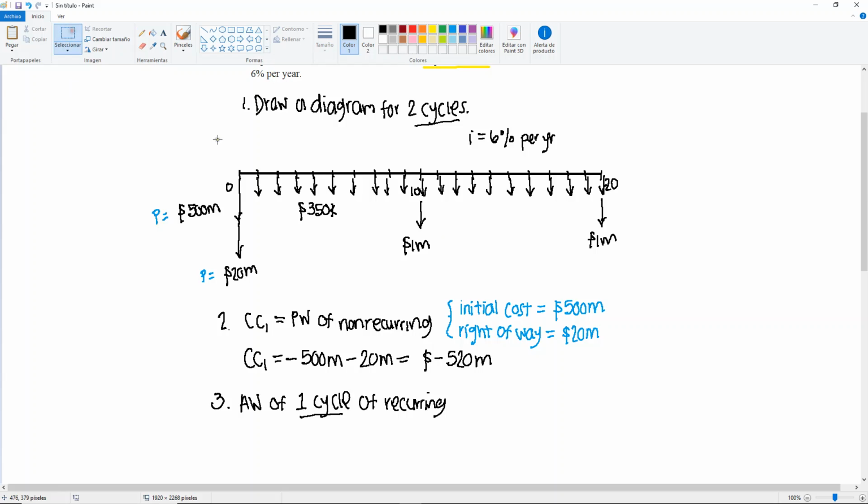Because let's say that we were only drawing a diagram for 1 cycle. Okay, so just focus on the selected area.